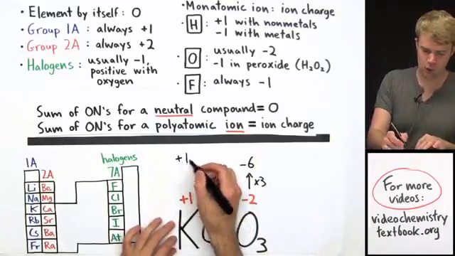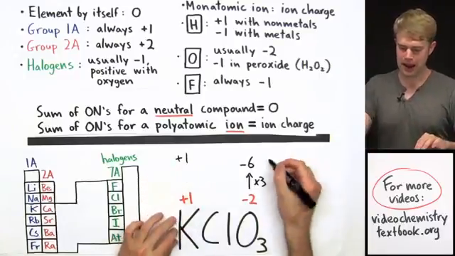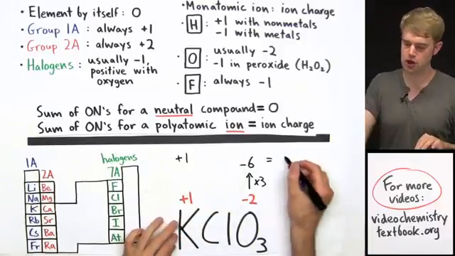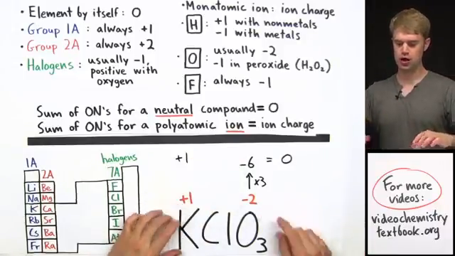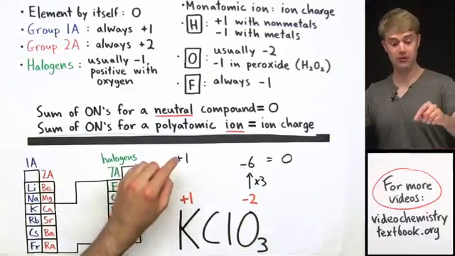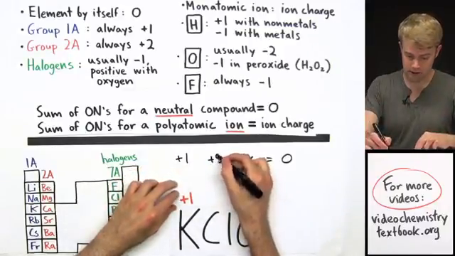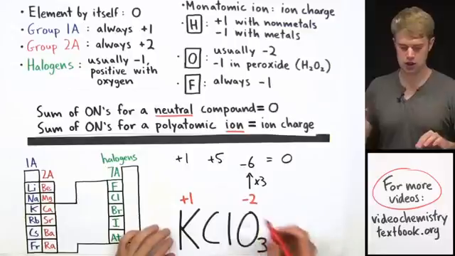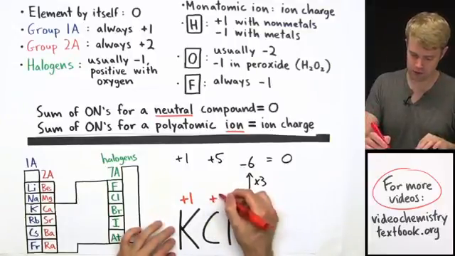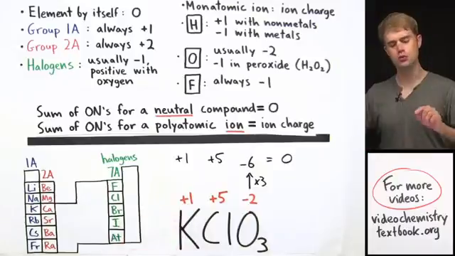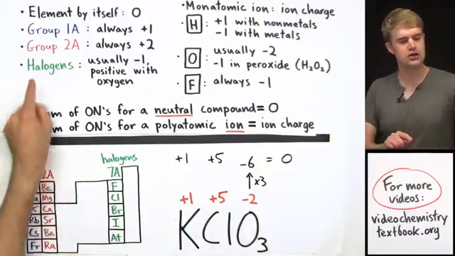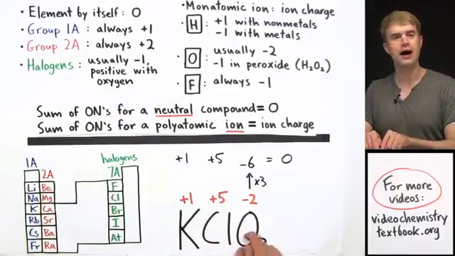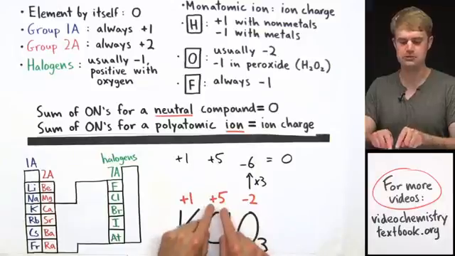We got +1 from the potassium, and this plus whatever Cl's oxidation number is should give us 0, because this is a neutral compound without a charge. So we're going to have +1 plus 5 to get +6, minus 6 equals 0. So the oxidation number for chlorine here will be +5. This is one of the unique examples where a halogen doesn't have an oxidation number of -1, because it's paired up with oxygen. Instead, its oxidation number is positive.